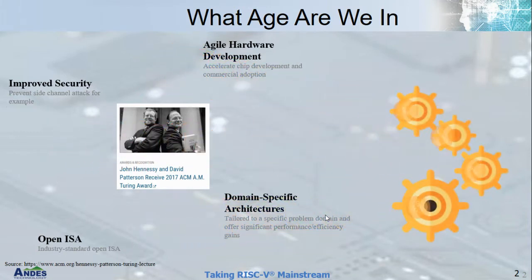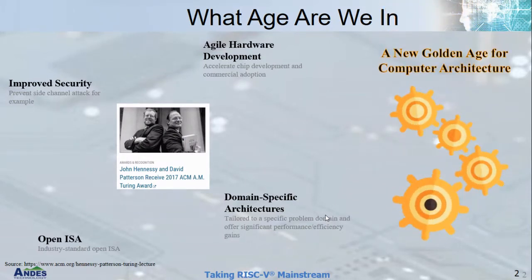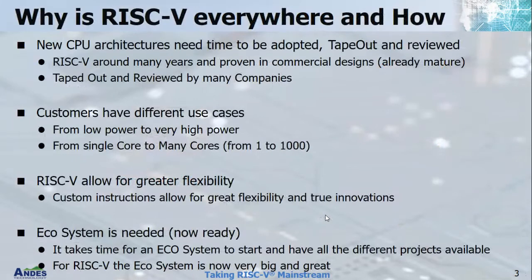So all this here at Andes, we believe it is the golden age of computer architecture because it enables so much innovation. It enables so much more collaboration. But let's have a look at why RISC-V. Why is RISC-V now everywhere and how does it go? Well, RISC-V already came in 2005 and some people ask me, why was it not immediately successful? That is kind of easy.